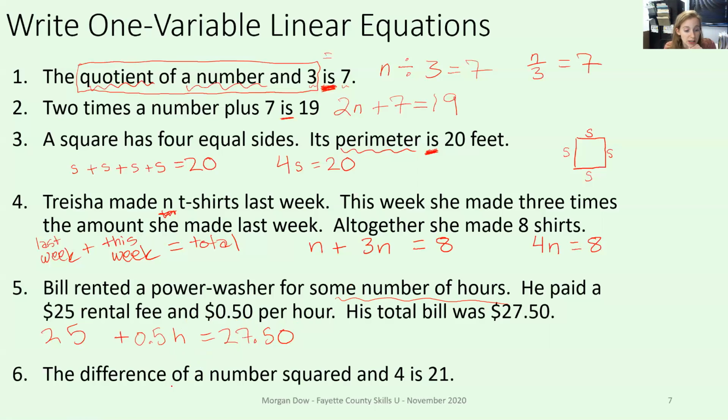All right, number 6. The difference of a number squared and 4 is 21. So "is 21," I know that means it equals 21. It says the difference, so difference means subtraction. We want to subtract a number squared and 4. So the difference of a number squared and 4 is 21.